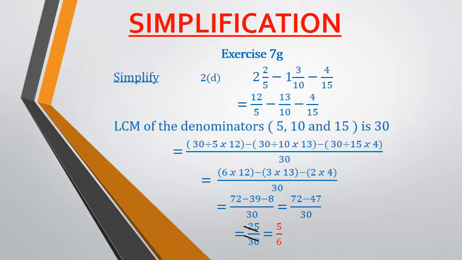And now we can reduce 25 by 30 by dividing the numerator and the denominator by the common number 5. So 25 divided by 5 is equal to 5, and 30 divided by 5 is equal to 6. So our final answer is 5 by 6.